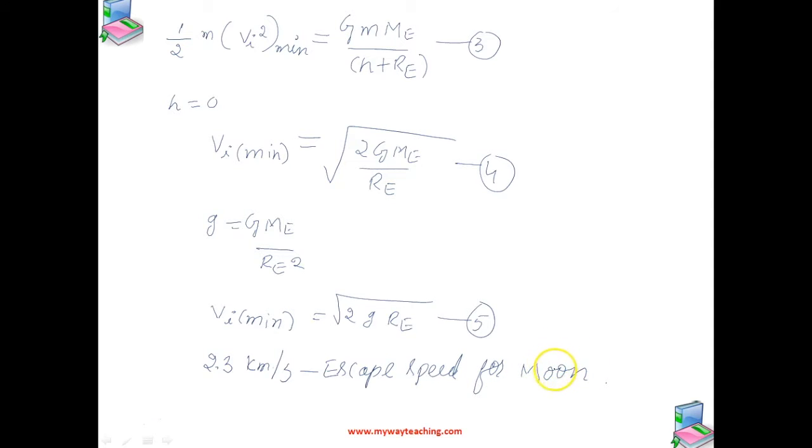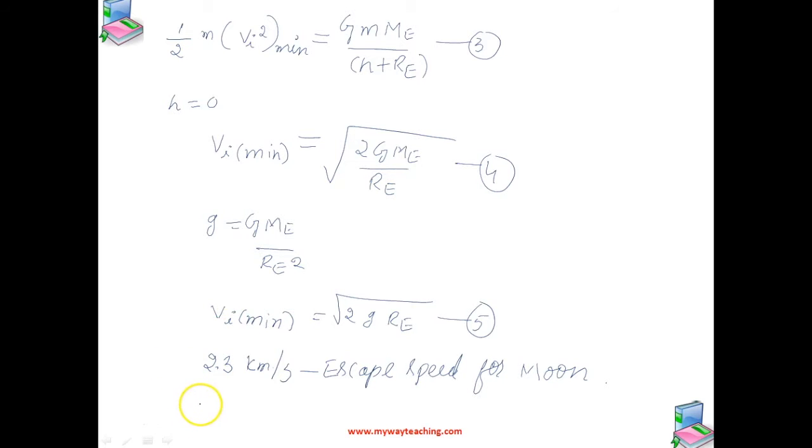This is about 5 times smaller, when we compare it with the escape speed of Earth. This is the reason that the Moon has no atmosphere. Gas molecules formed on the surface of the Moon having velocities larger than this will escape the gravitational pull of the Moon. So there is no chance for an atmosphere on the surface of the Moon, because the velocity of those molecules can be greater than 2.3 kilometers per second, so they will escape that gravitational pull on the surface of the Moon.